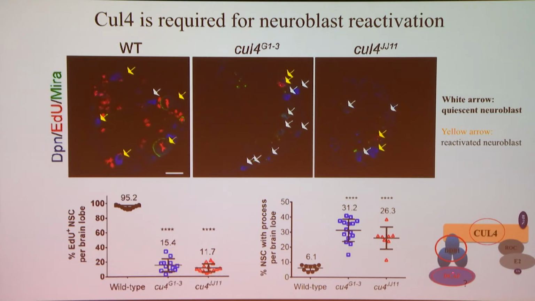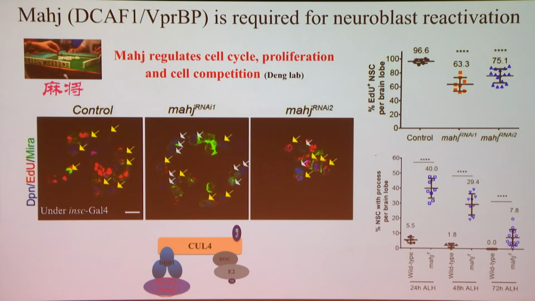So what about the DCAP protein, which recognizes substrates? There are around 50 DCAP genes in the fly genome, and we carried out an RNAi screen to identify which DCAP protein is important for reactivation. We found a single DCAP protein called Mahjong in Drosophila, or DCAP1 in mammalian cells. Mahjong was previously shown to regulate cell-cell competition, and the name was interesting because the Japanese postdoc and Chinese PI agreed that this is the best name for it, mimicking cell-cell competition.